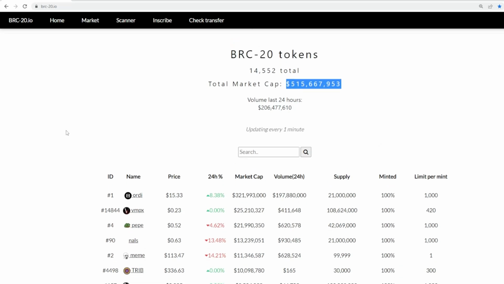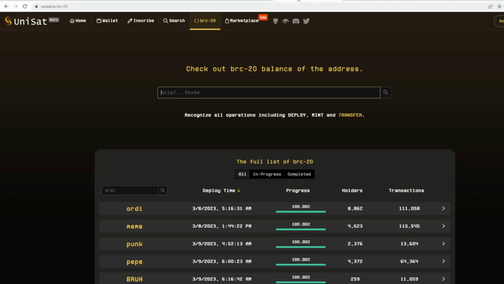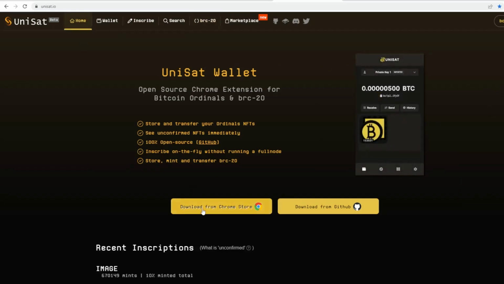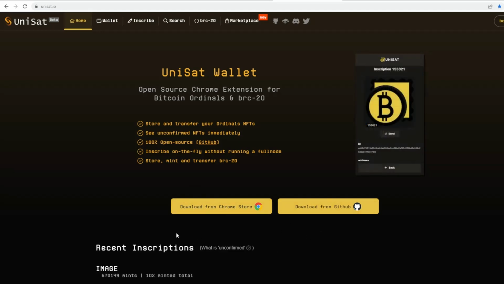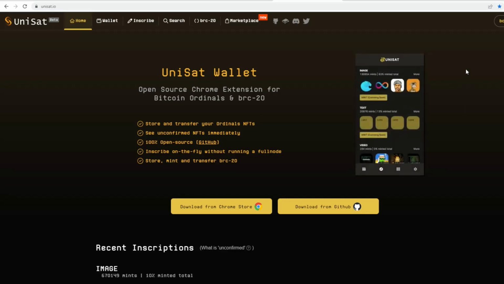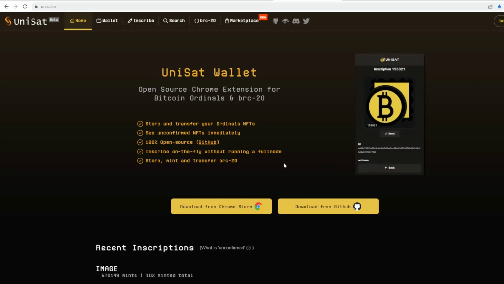And then you can set up a wallet. There are a few wallets that exist within the ecosystem at the moment. There's one called Unisat wallet, which you can download from Chrome as an extension, just like MetaMask. Once you've downloaded that, you create a wallet, you get your own seed phrase, and you store that in a safe place.